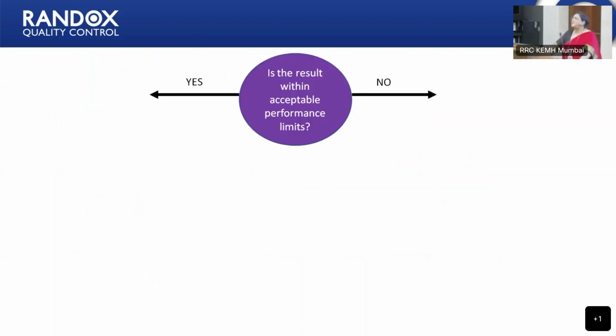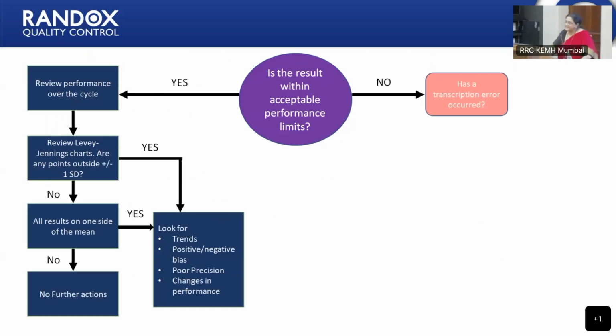So first, when you receive your report, you have to look at the summary page and check if all the results are falling within acceptable limits. If yes, then you need to see how the performance over the cycle is. Look at the LJ graph to see if all the results are falling on one side or within plus or minus 1 SD. If so, you need to check for the trend.